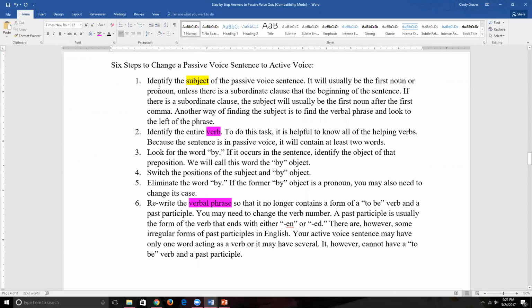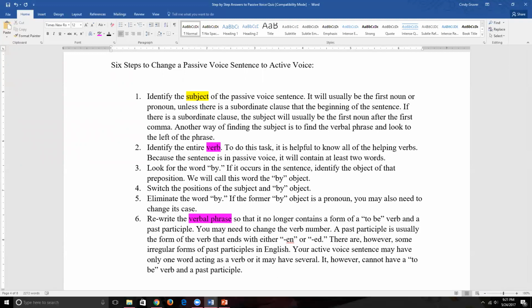So let's first of all consider identify the subject of the passive voice sentence. So this is a sentence you've already diagnosed. You've already decided it's passive. Bob was eaten by the alligator. Okay, that's our passive voice sentence. So we're going to identify the subject of the passive voice sentence. The subject is typically going to be your first noun or pronoun in the sentence. I'm going to put that in yellow. It is usually the first noun or pronoun in the sentence unless there's some clause in the beginning.